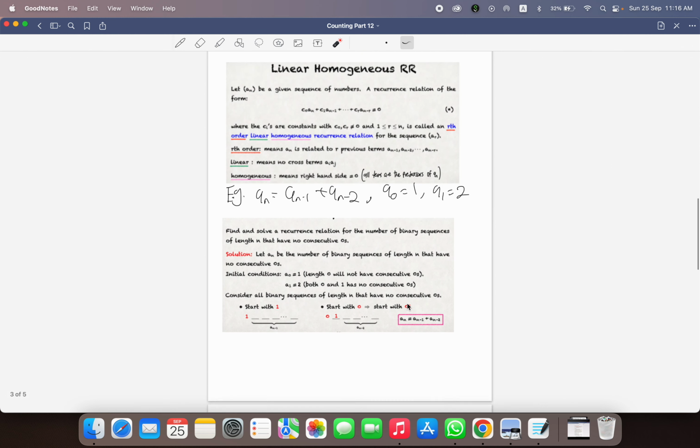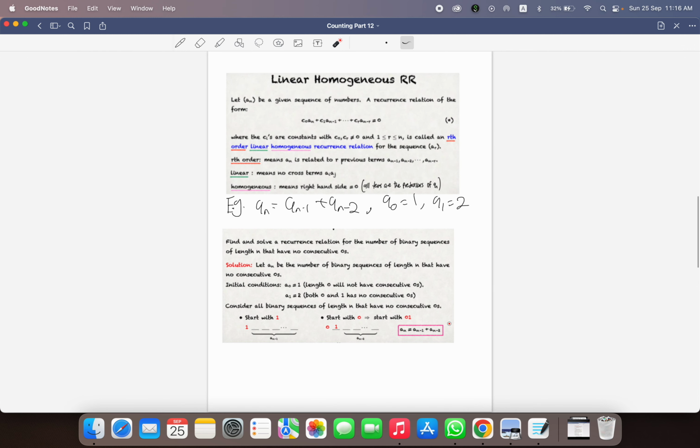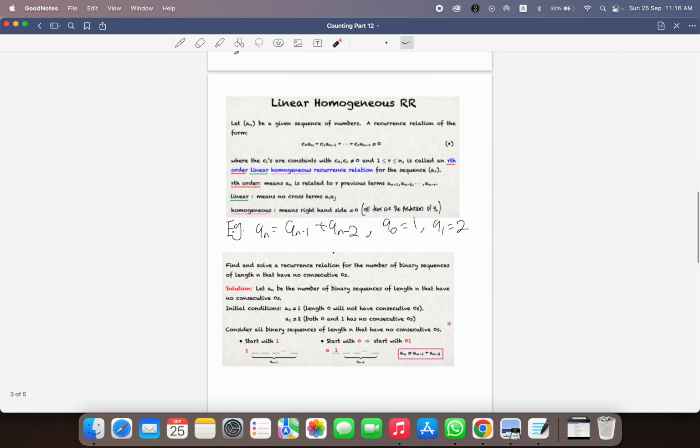And so if you consider an arbitrary length, then if you start with 1, there's a_{n-1}. But if you start with 0, then the next term must be 1, and so the next one is a_{n-2}. So you add them up, and that's how you get the recurrence relation. So you can see how counting problems can be reduced to creating recurrence relations to help us compute them more easily through a computer.